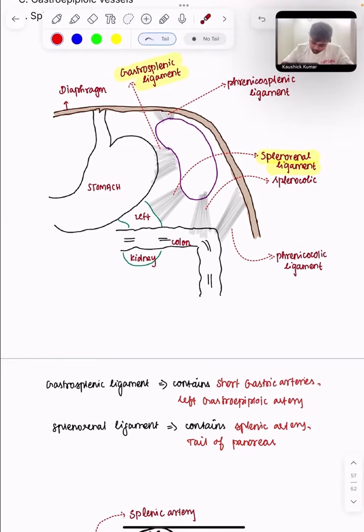down the spleen. The gastrosplenic ligament contains the short gastric arteries and the left gastroepiploic artery. The splenorenal ligament contains the splenic artery and the tail of the pancreas.